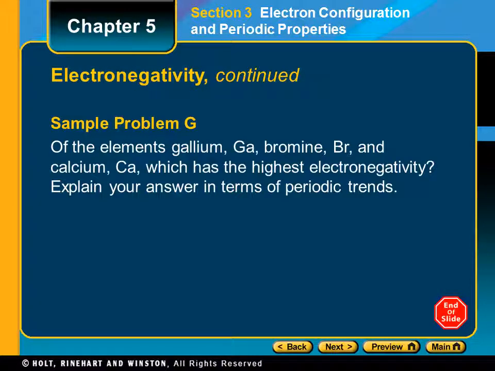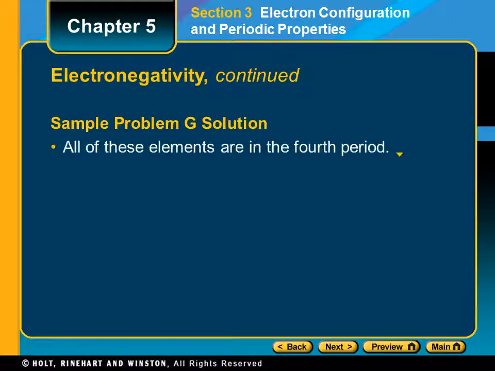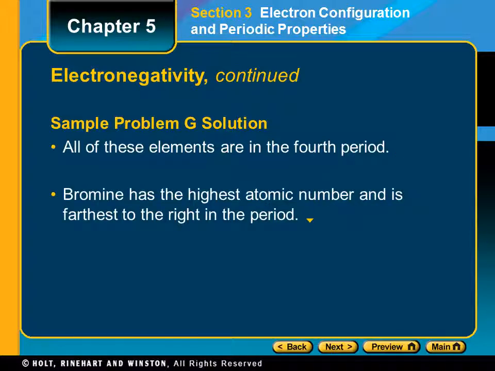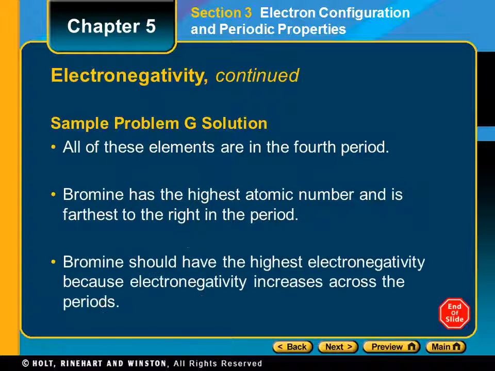So, well, there's a problem like this. You've got the elements gallium, bromine, calcium. Which has the highest electronegativity? Explain your answer in terms of periodic trends. They're all in the fourth period. Bromine has the highest atomic number and is farthest to the right in the period. So bromine should have the highest electronegativity because electronegativity increases across periods.